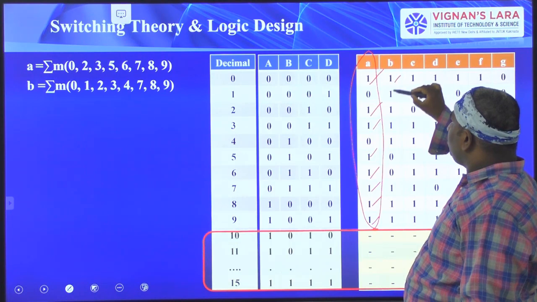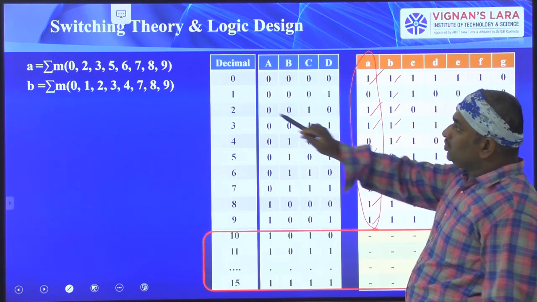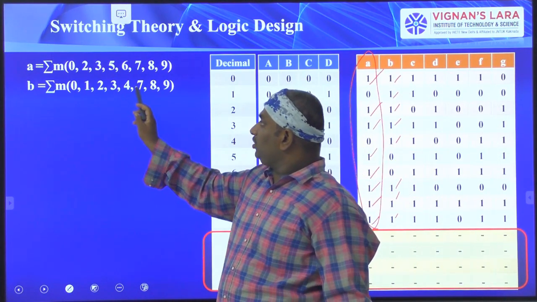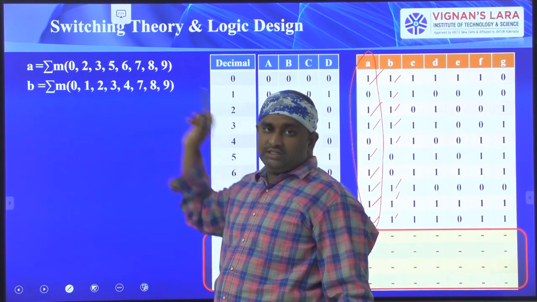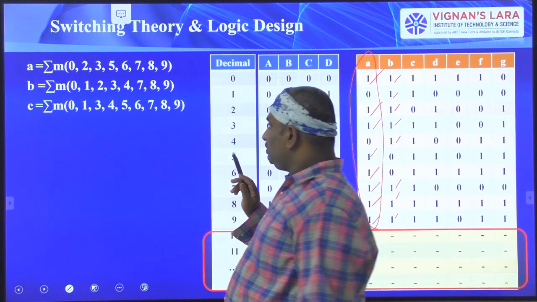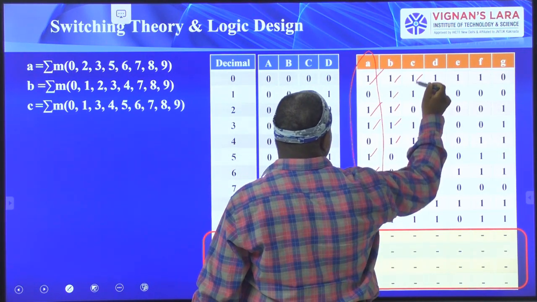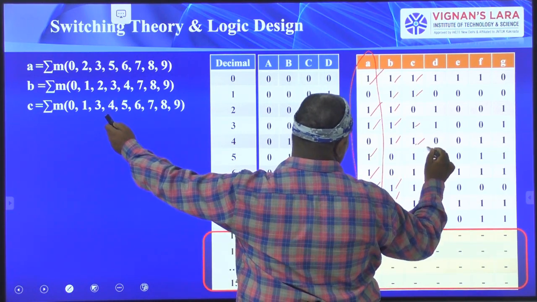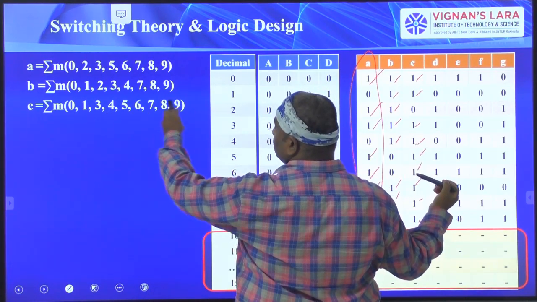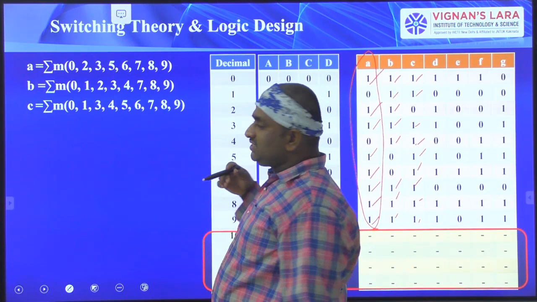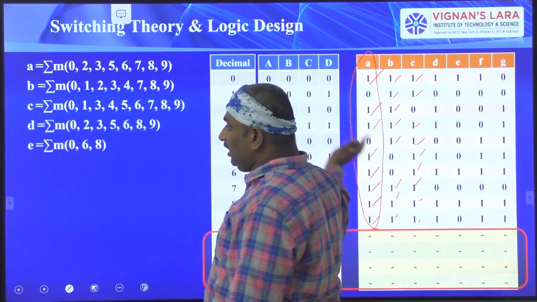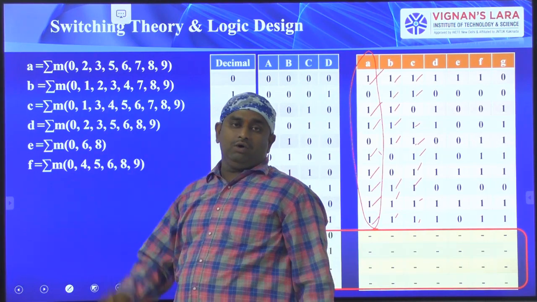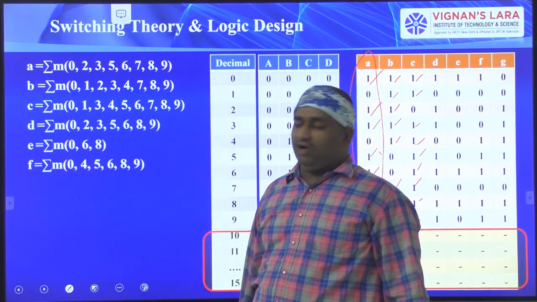So see here, 0, 1, 2, 3, 4. Next 7, 8, 9. So B is 0, 1, 2, 3, 4, 7, 8, 9. So this is the B functionality representation. Next, coming to C: 0, 1, 3, 4, 5, 6, 7, 8, 9. So this is about C. Like that, D, E, F, you have to write down all the minterms for the corresponding functionality.